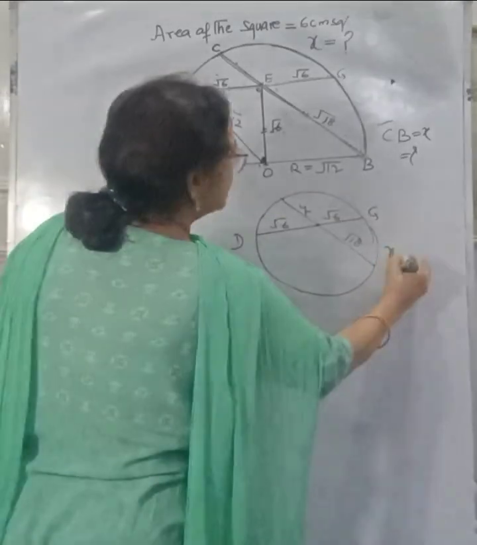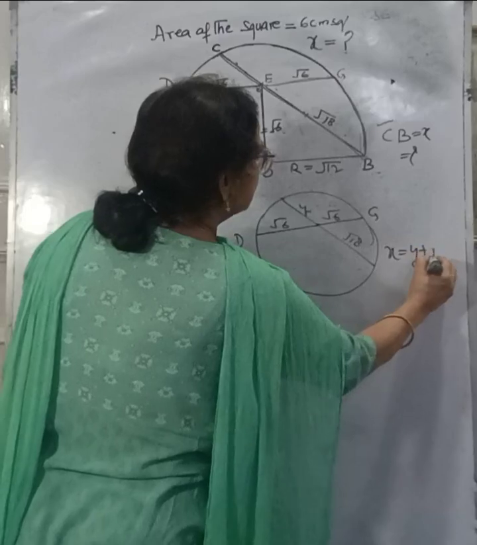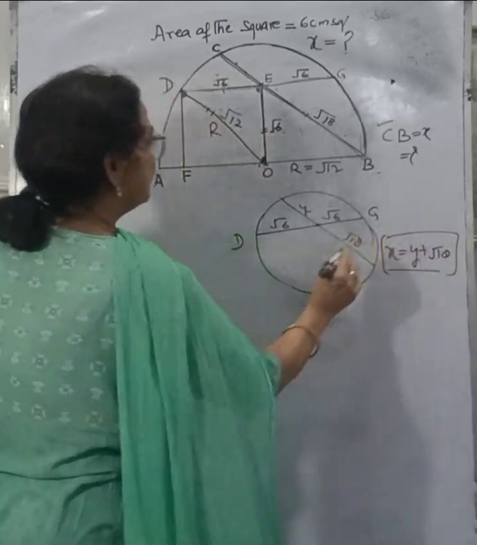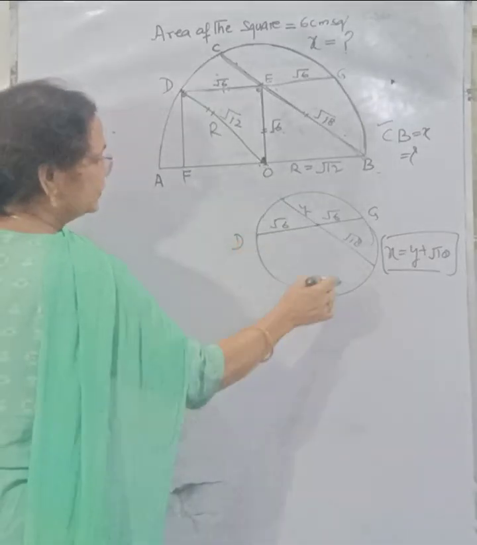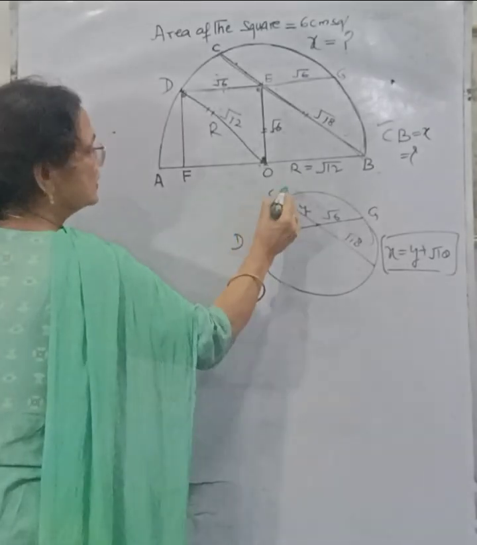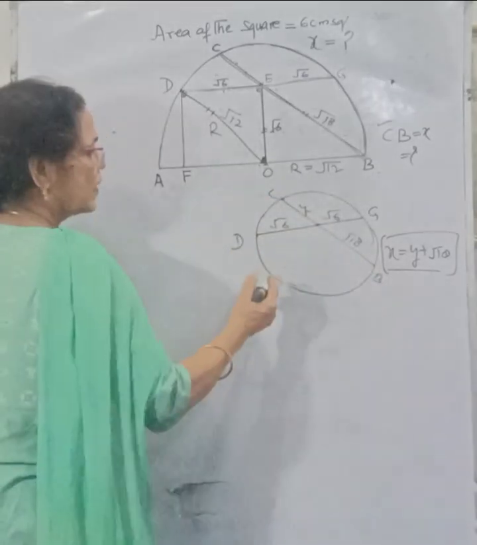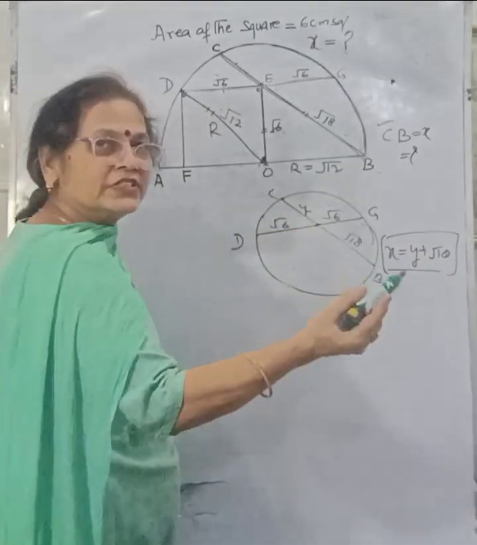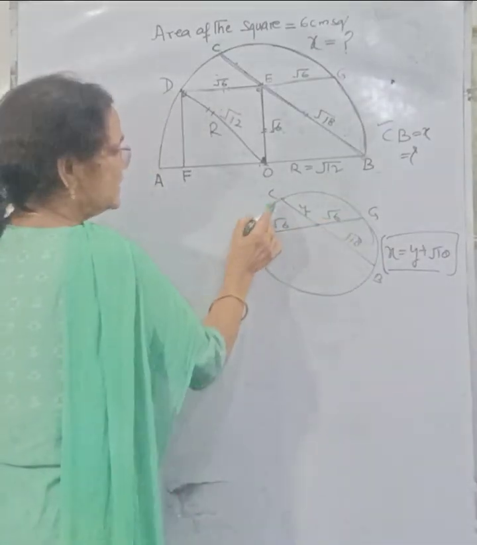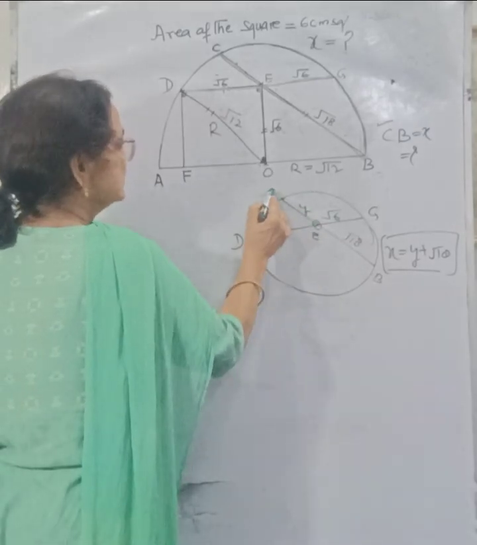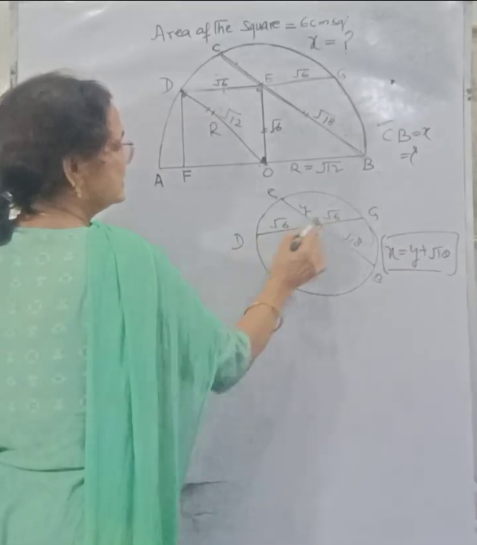And x is equal to what? Y plus root of 18. It means somehow we have to find the value of y. As you know, when two chords intersect each other, then the product of their segments are always equal. These are the two chords DG and CB. They are intersecting at point E. This is CB and this is DG.